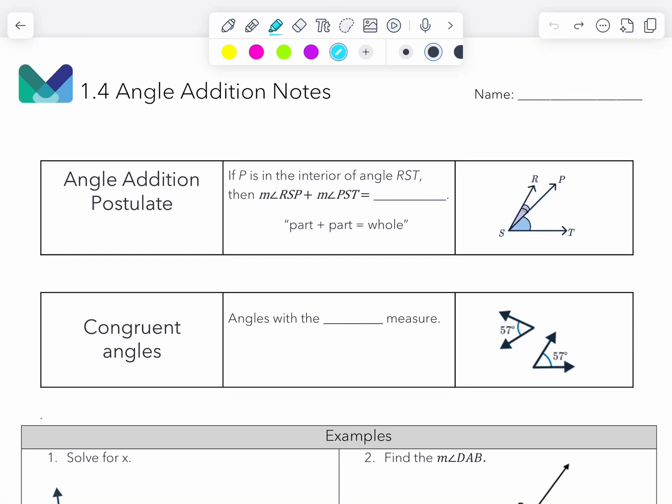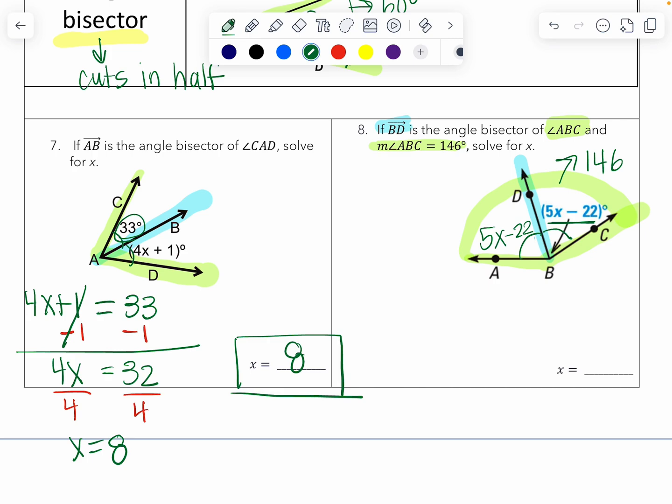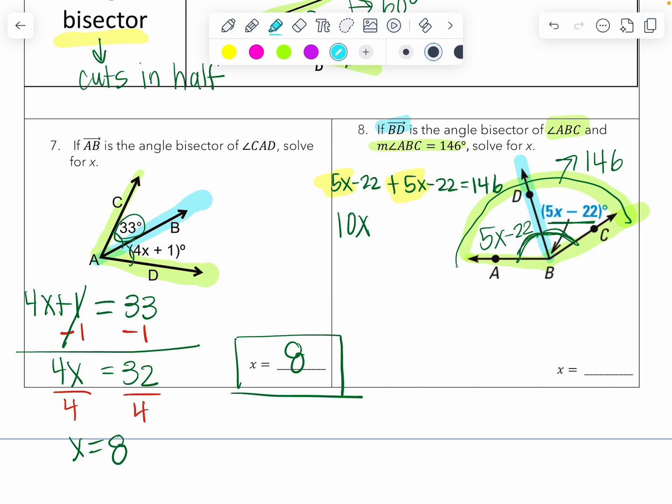And now we just figured out a way to say little piece, this little angle plus this little angle is equal to the whole big angle. So we're going to set up an equation that says little plus little is equal to the big or the whole. We would want to combine our like terms. So we have positive 5x and positive 5x. That gives us 10x. Then we've got a negative 22 and a negative 22. That would give us negative 44.